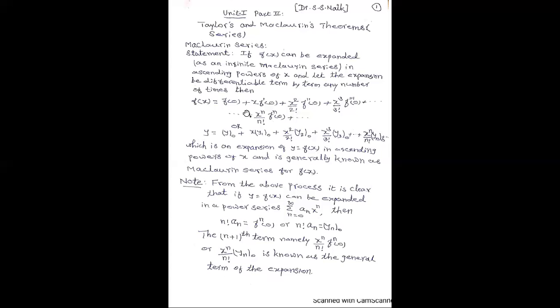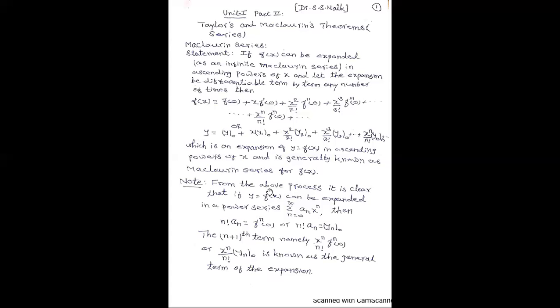So this is the Maclaurin series expansion of a function f of x in the ascending powers of x. x is increasing: x to the power 1, x to the power 2, x to the power 3, and so on, x to the power n. And the function f of x is term by term differentiable and you can find the value of f of x at the origin, that is at 0, which is an expansion of y is equal to f of x in the ascending powers of x and is generally known as Maclaurin series for f of x.